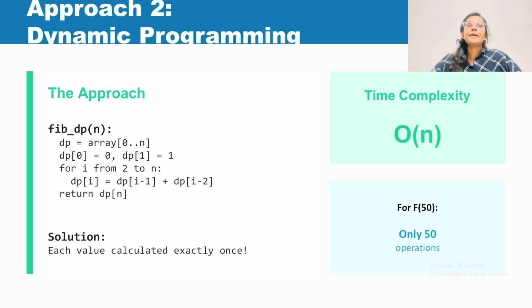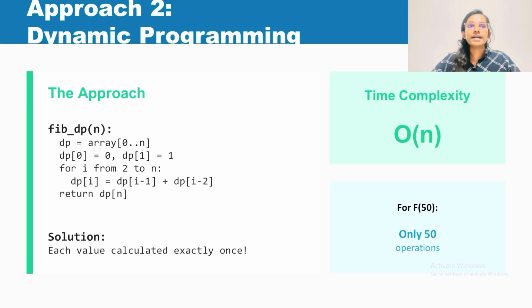Now, let's apply dynamic programming. Instead of recursively recalculating everything, we create an array to store our results. We initialize dp of 0 equal to 0 and dp of 1 equal to 1. We can then use a simple loop. For each Fibonacci number from 2 up to n, we calculate it using dp of i is equal to dp of i minus 1 plus dp of i minus 2.